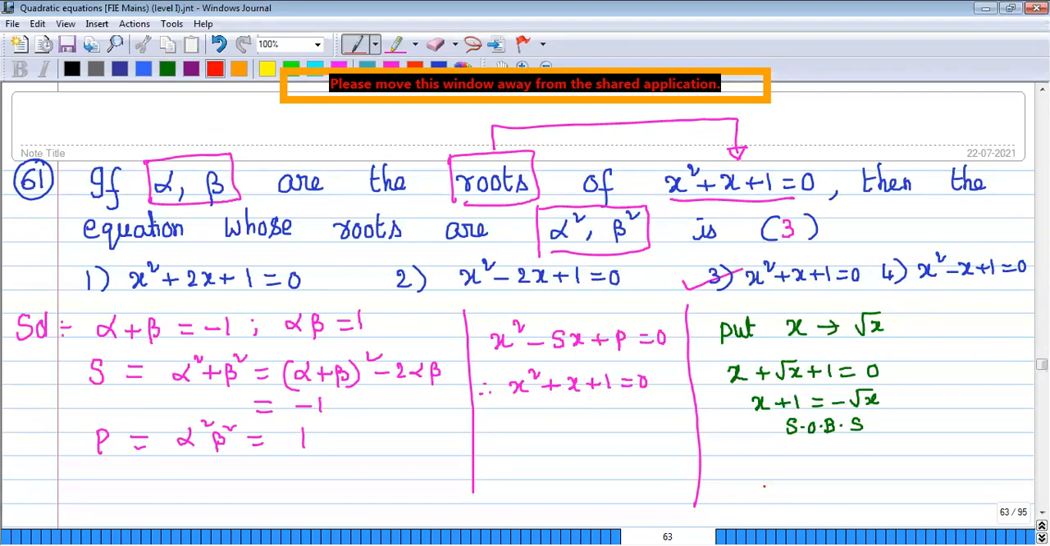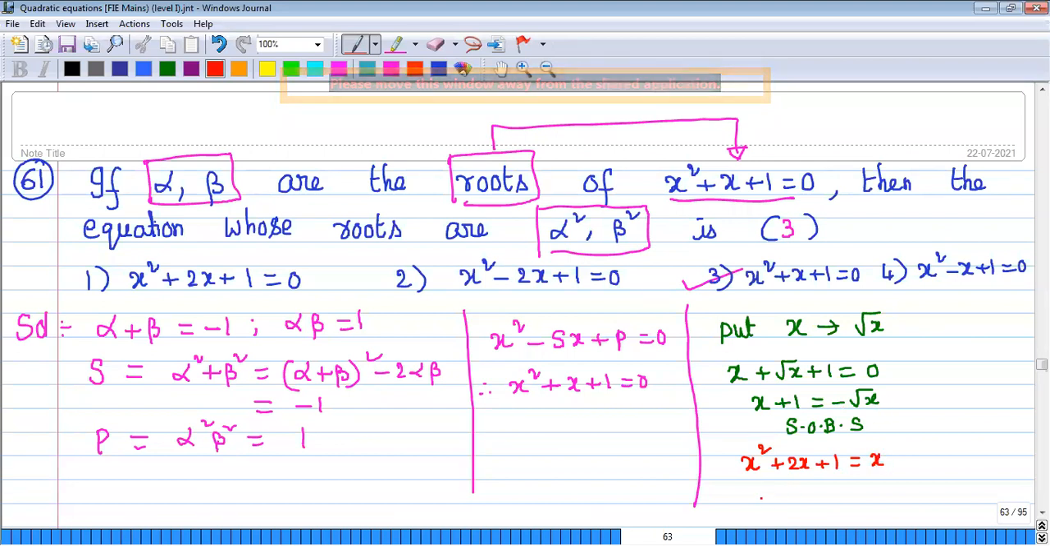Squaring on both sides, we get x square plus 2x plus 1 equals minus square root of x whole square, which is x. Bring x this side. Therefore, x square plus x plus 1 equals 0. So this is the answer. Third option is the right option.